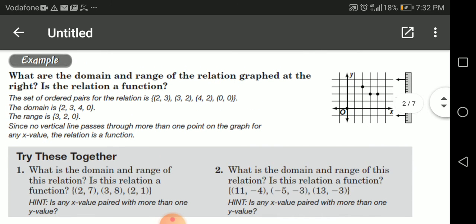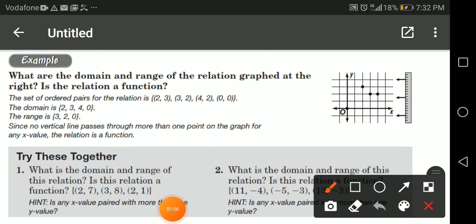Let's see. Here the question goes like this: what are the domain and the range of the relation graphed here at the right? Is the relation a function or not? So the set of ordered pairs for the relation are what, guys? The ordered pairs for the points given. The first one is what? 1, 2. So it will be 2 and what? 2 and 1, 2, 3.